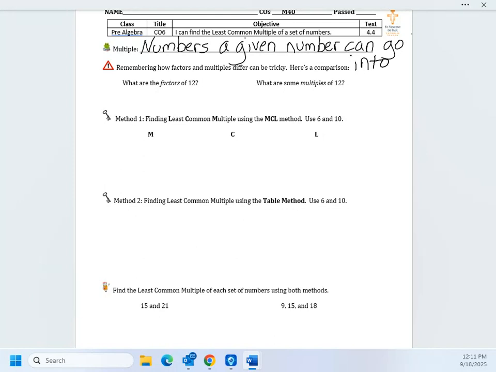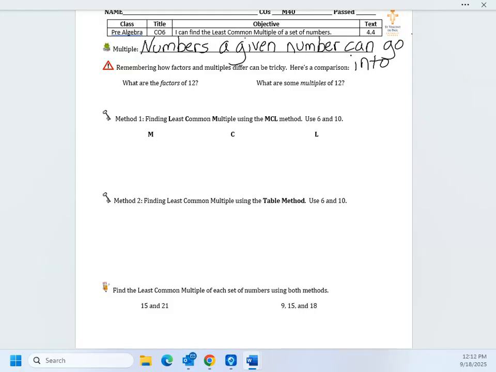So it's skip counting, right? Multiples of 3: 3, 6, 9, 12. Multiples of 4: 4, 8, 12, 16, 20. So you're multiplying up. Those are your multiples. You're getting bigger. You're going up. You start with 4 and you're skip counting by 4. So remember how factors and multiples differ, can be tricky.